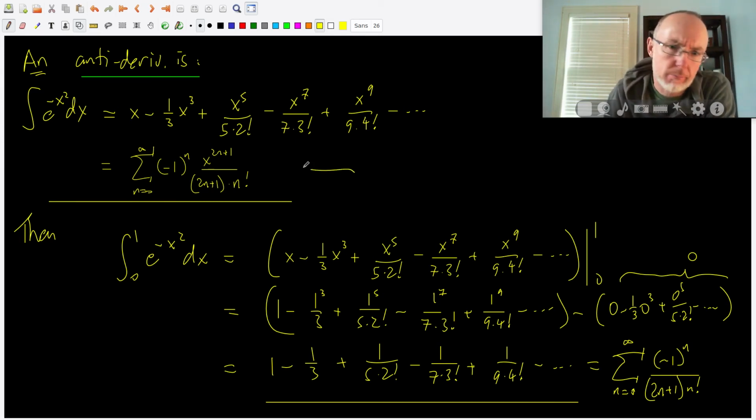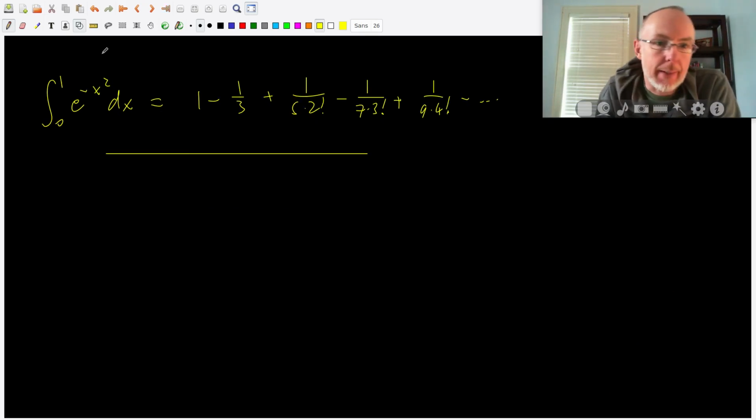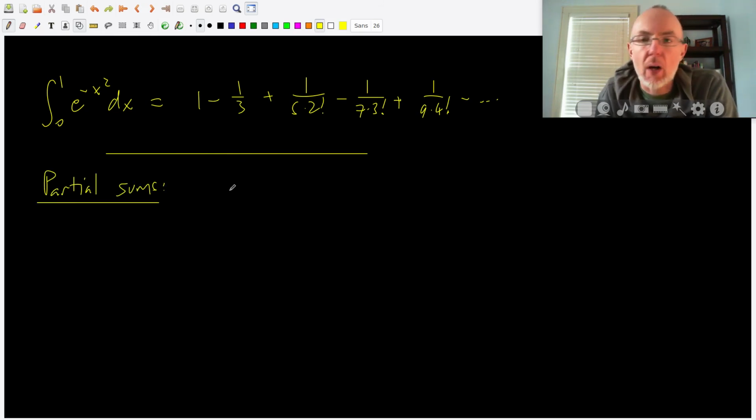And you can just literally plug x equals 1 and x equals 0 in here to evaluate this thing, because that's all I did. So we could sum this up and use it to estimate the value. So estimating this, we can do it using partial sums. Remember how we defined the idea of convergence from a series to be the requirement that the partial sums converge. So we can just start building partial sums here, right?